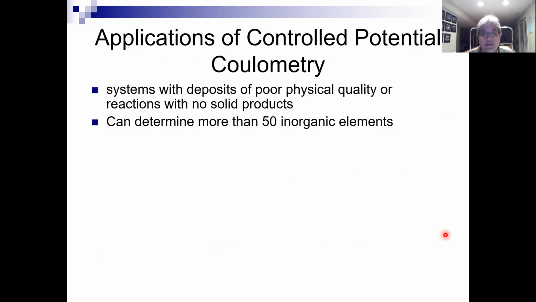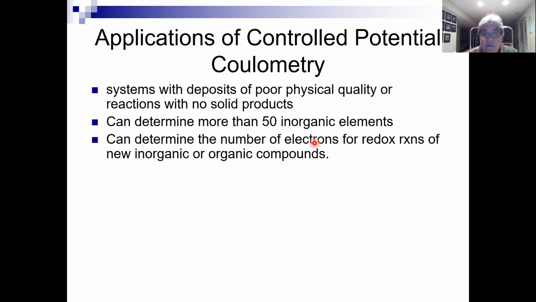So lots of applications. We can count coulombs for anything. Doesn't have to be solids, things that have no solid products, gases, ions, as I already mentioned. There are over 50 inorganic elements that you can do with this method. We can determine the number of electrons for a redox reaction. So if you make a new compound and it can undergo oxidation or reduction, and you want to know how many electrons are transferred, this can do it.